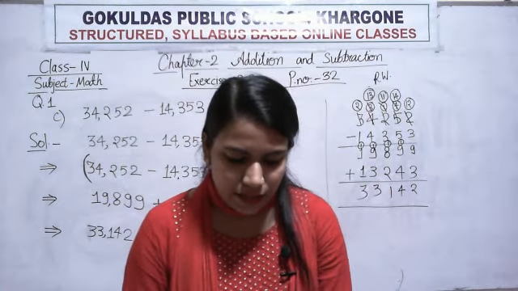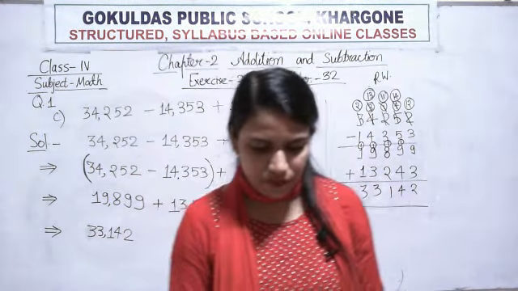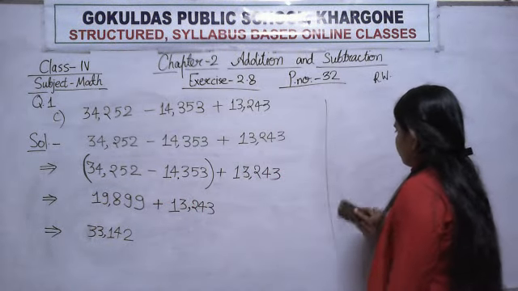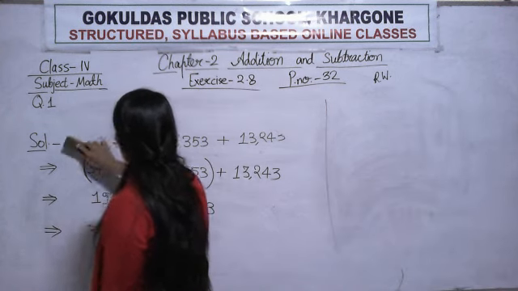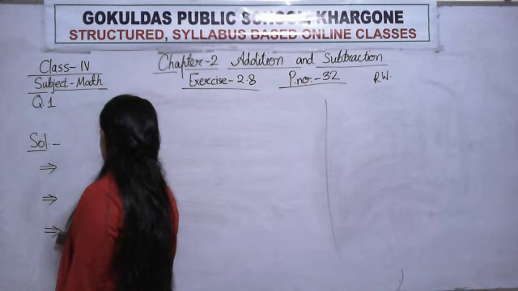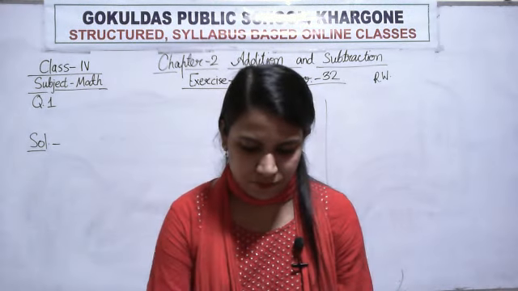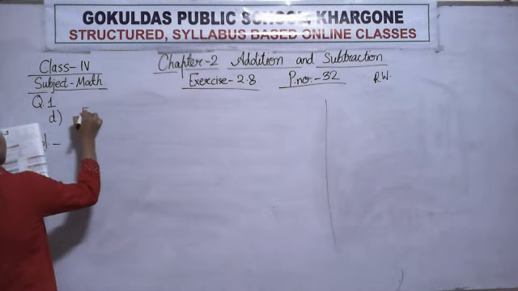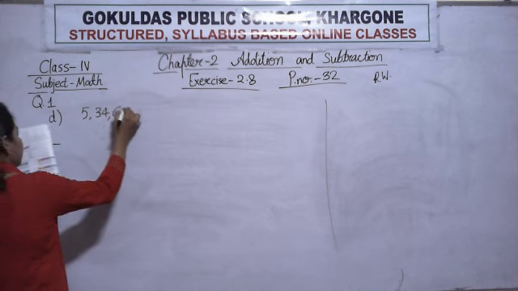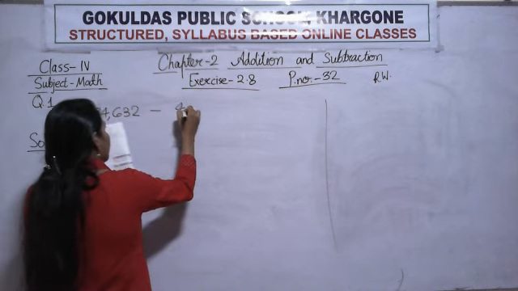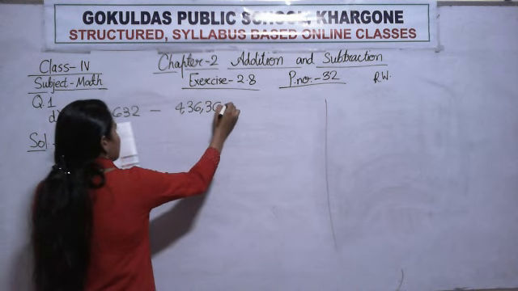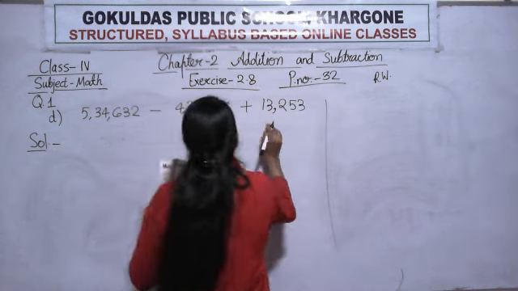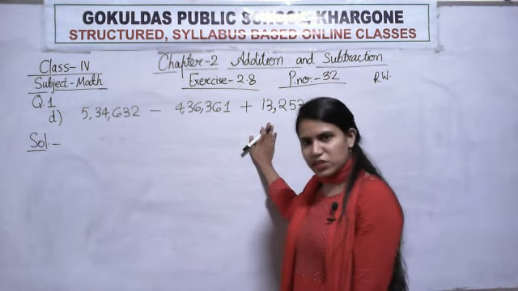Now let us do part D. Part D. Five lakh 34,632 minus 4,36,361 plus 13,253. Again you have to solve this question.